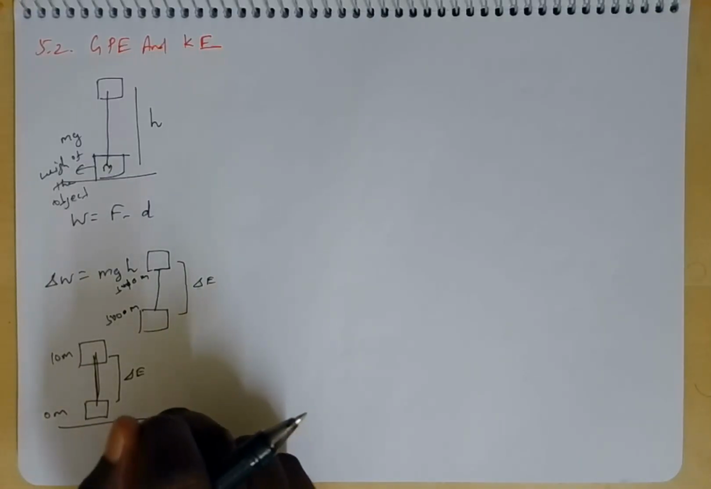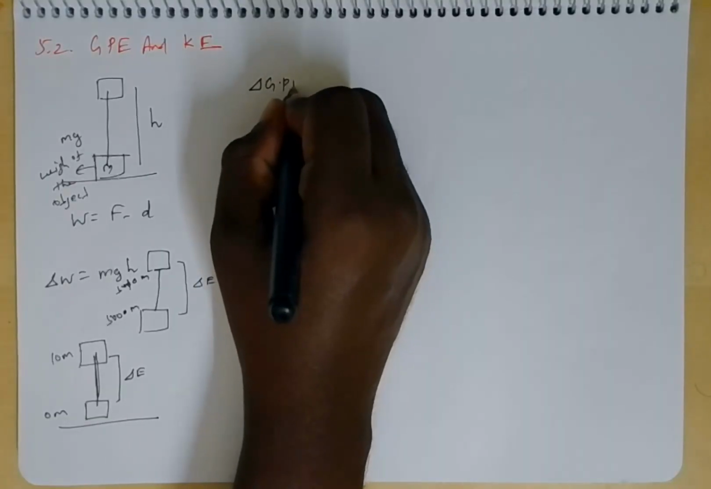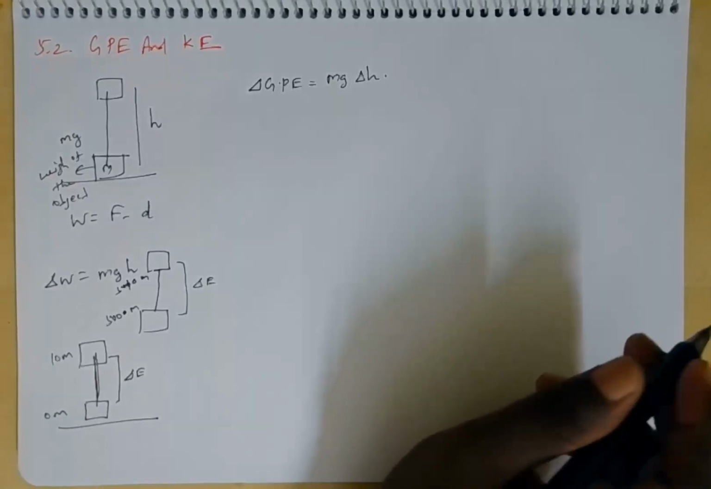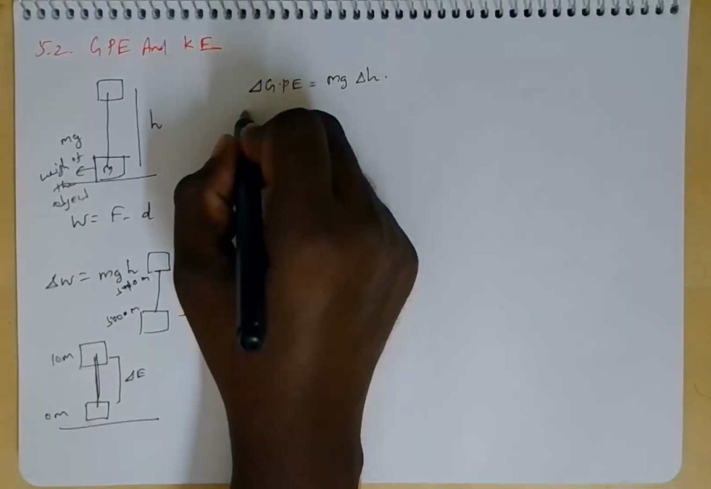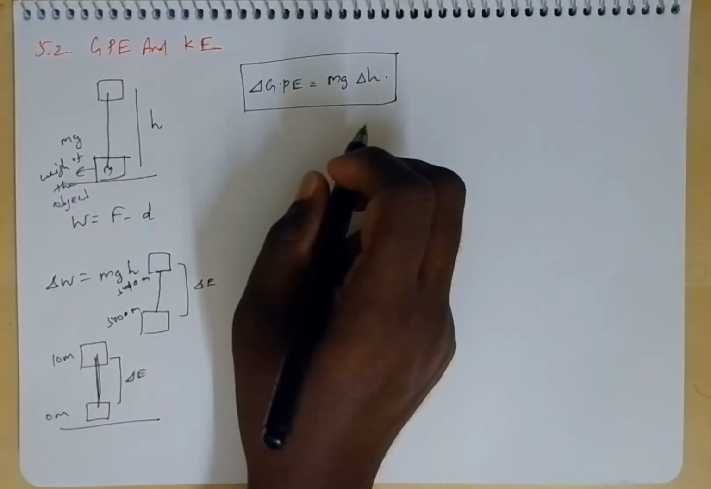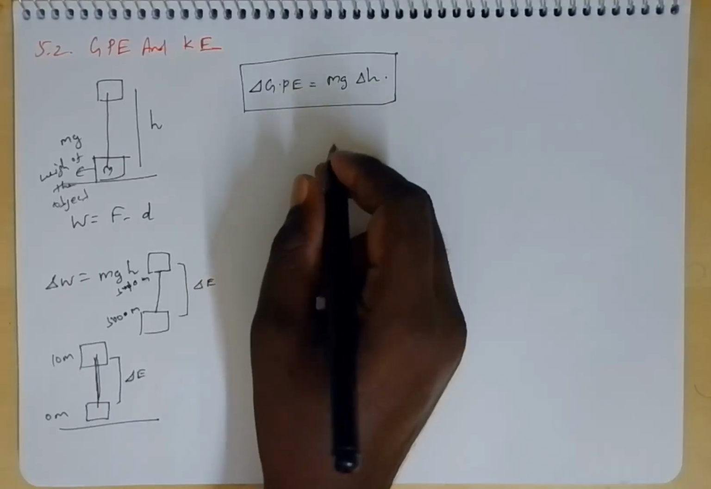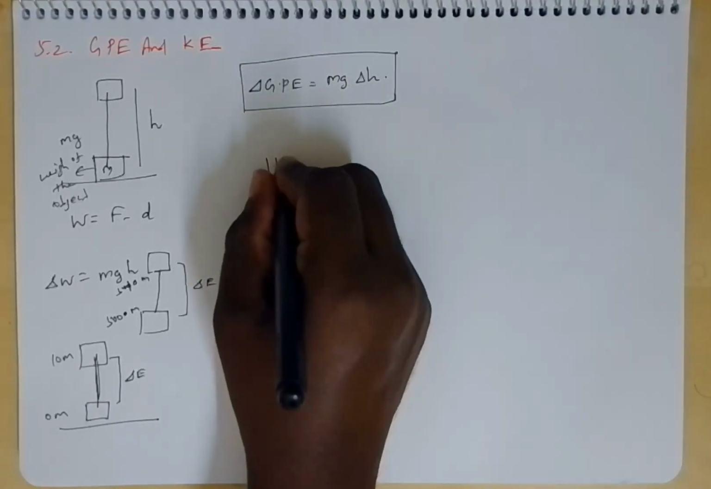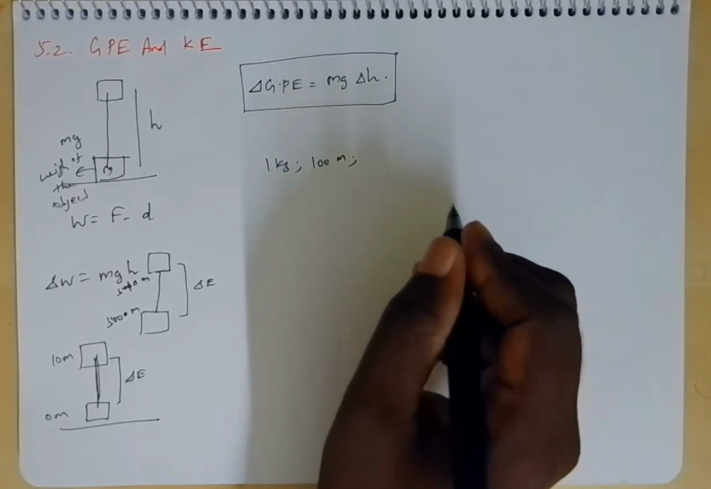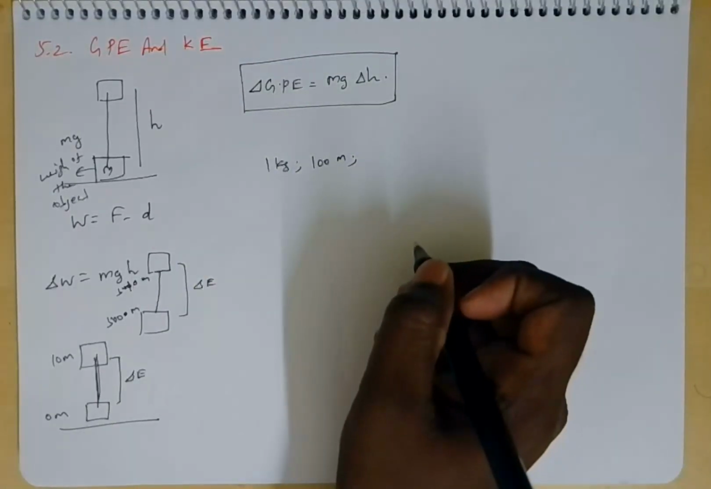That's why we are always interested in the change in gravitational potential energy, which is mg into change in h. So this equation is very important, and it gives us a shortcut to many problems. For example, a 1 kg object is dropped from 100 meter. What will be the velocity when it reaches the ground?